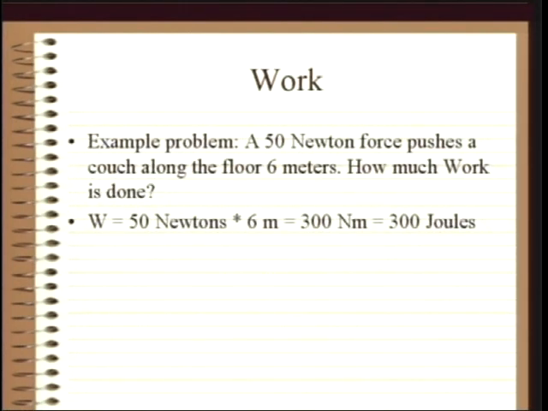A 50 Newton force pushes a couch along the floor 6 meters. How much work is done? To solve this, we multiply the force times distance. So we have 50 newtons times 6 meters is equal to 300 Newton meters. The units of work are joules, so we have 300 joules.